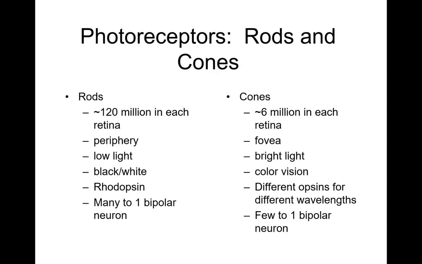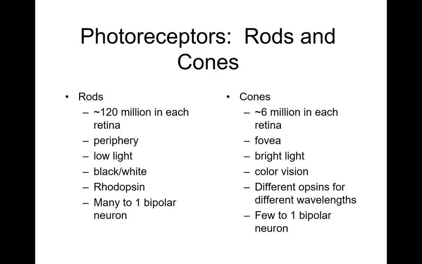Many of them will converge upon the same bipolar neuron. Now let's talk about cones. Cones are fewer than rods. They have about 6 million in each retina. They tend to be in the fovea, and cones generally are not present in the periphery.